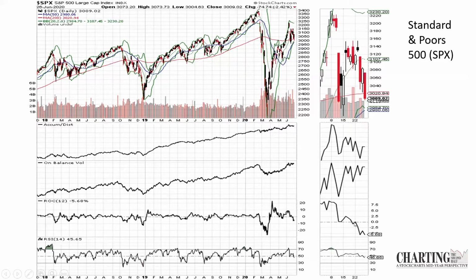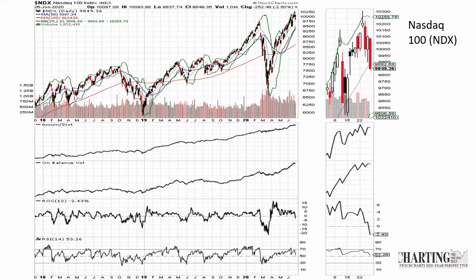We look at ROC, now it's below zero. And of course, the 50-50 rule, which is that the RSI is below the 50 area, although the S&P 500 is still above the 50-day moving average.